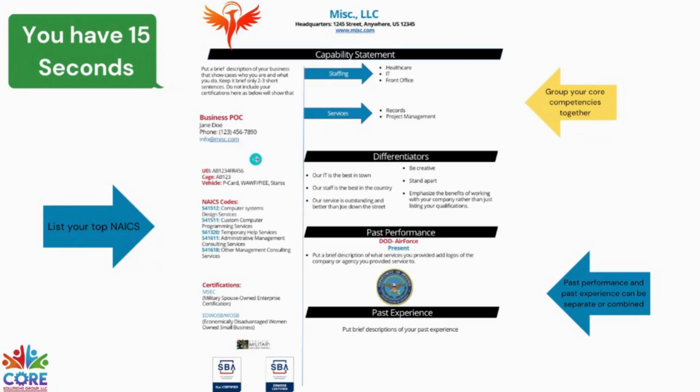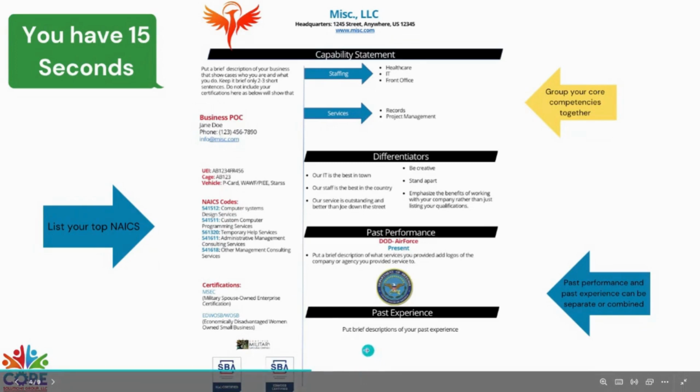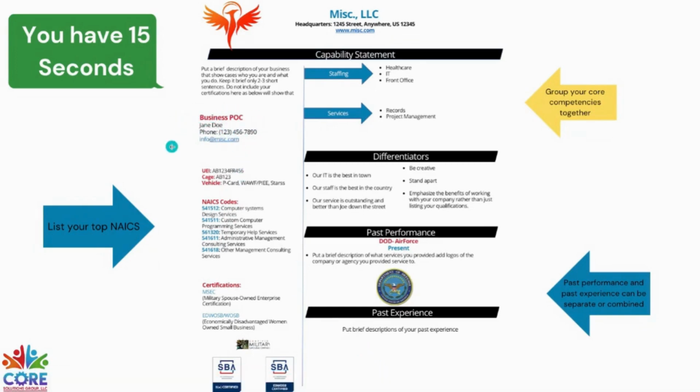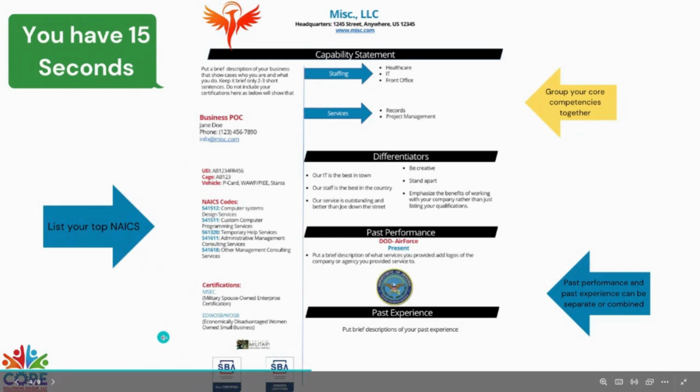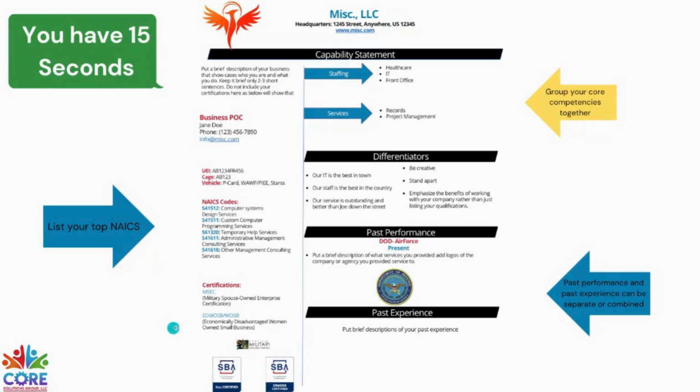Your business POC, you want to make sure you have it highlighted. You can have it up at the top. I've seen it down at the bottom. It doesn't matter. Just make sure it's on there somewhere and it's obvious where it's at. And then you have your NAICS, your UEI, and then your certifications. You always want to try and put them down at the bottom, because they are icing on the cake. They are not what you do.